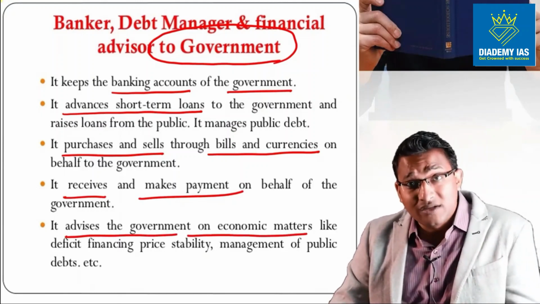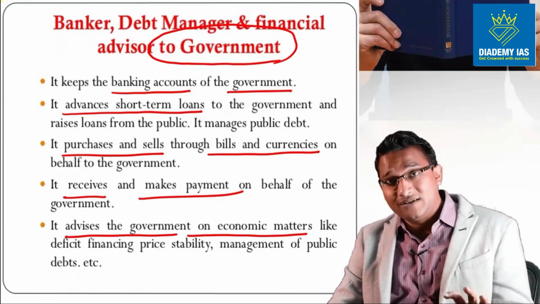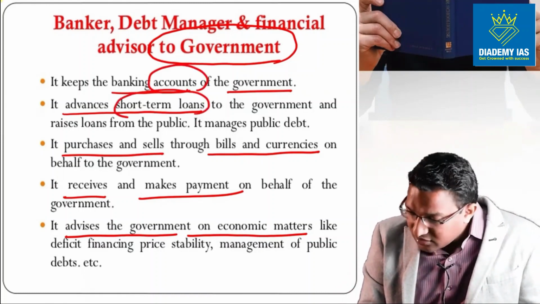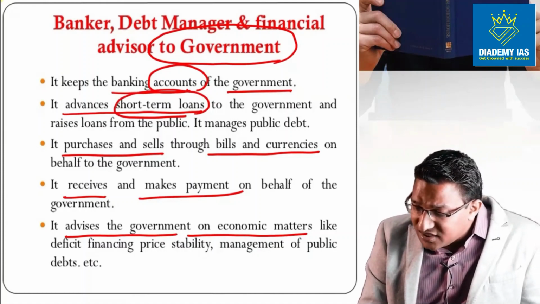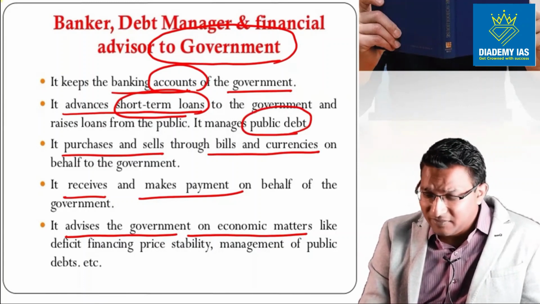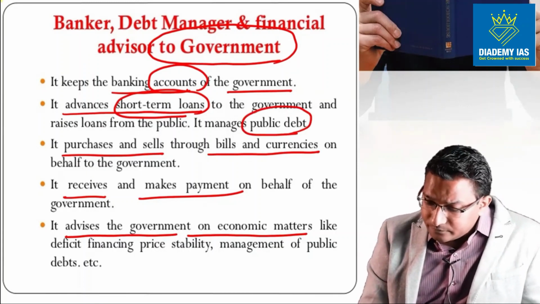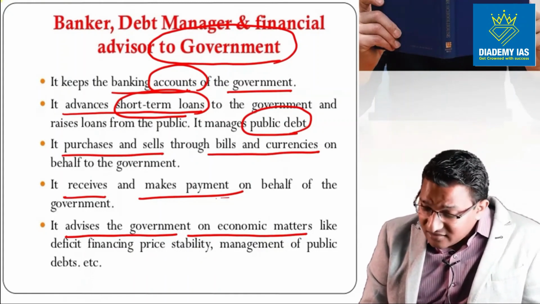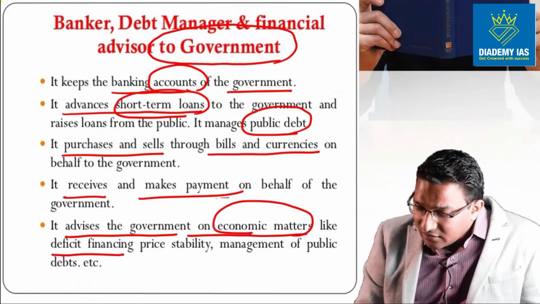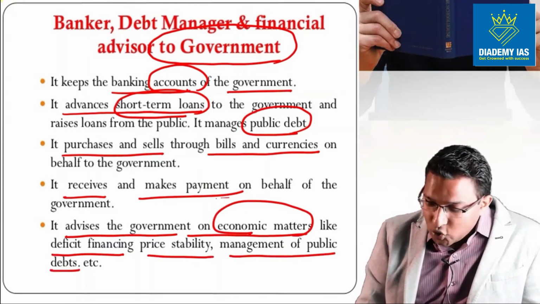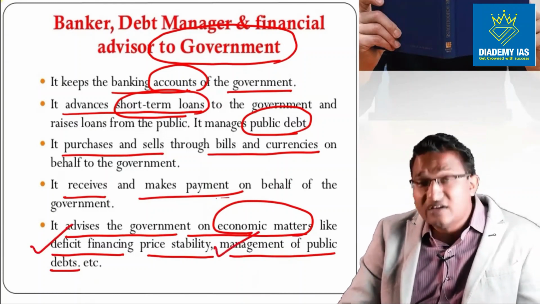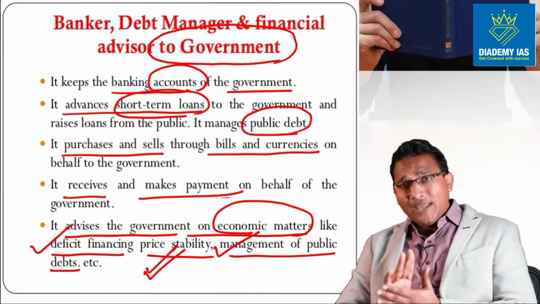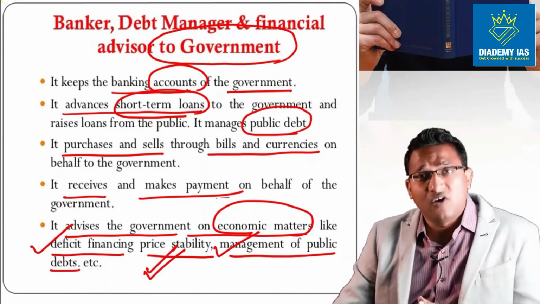So all these functions are also done by the Reserve Bank of India, as it is the banker to the government. The government has its account with the RBI. It gets short-term loans from the RBI, and RBI also manages the public debt. The loan that is taken by the government from the public is also managed by the RBI. It also purchases and sells bills and currencies on behalf of the government. It receives and makes payments on behalf of the government. It advises the government on economic matters like deficit financing, price stability, and management of public debts. Deficit financing and management of public debt we will discuss in the chapter on public finance. Price stability we have already discussed in the chapter on inflation, right? So can you see that as the banker to the government, RBI performs all these functions.